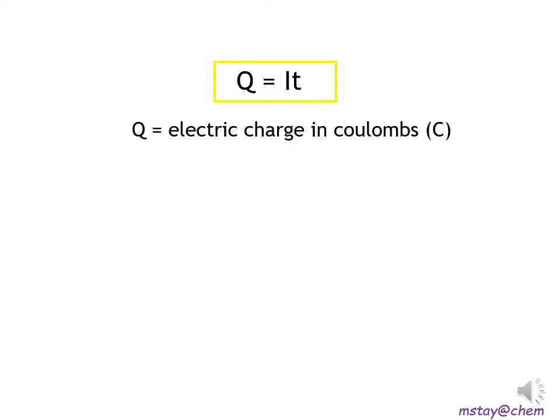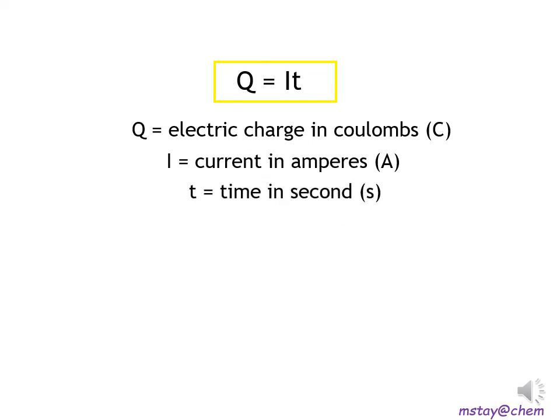So we are going to continue with that. How can we determine Q? The formula for Q is Q equals I times t. I stands for the current in ampere, and t is the time, which must be in the unit of second.